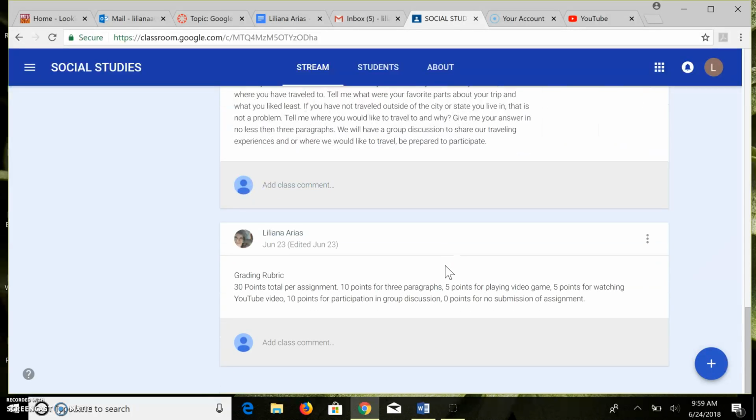On the grading rubric, I did 30 points total per assignment, which was 10 points for the 3 paragraphs for them following the instructions, and then 5 points for playing the video game, which I'm sure most will enjoy doing. 5 points for watching the YouTube video, which is also fun, and then 10 points for participation in group discussion. That for me is important as a teacher, because since they're going to be doing more with technology, I still want them to have the socializing and the conversations with each other, with a person and not a computer.